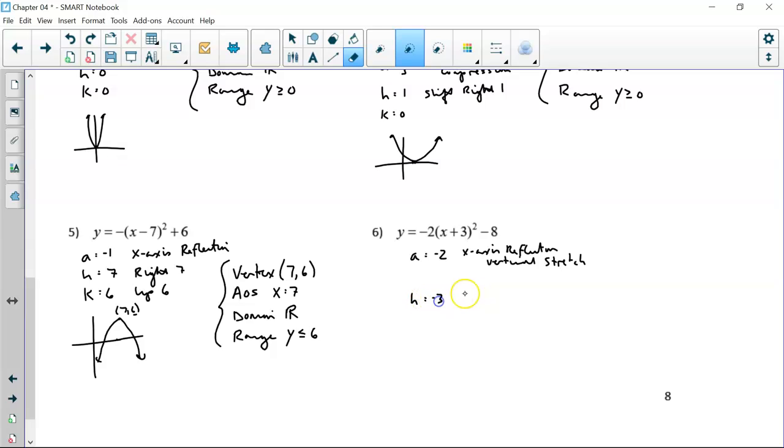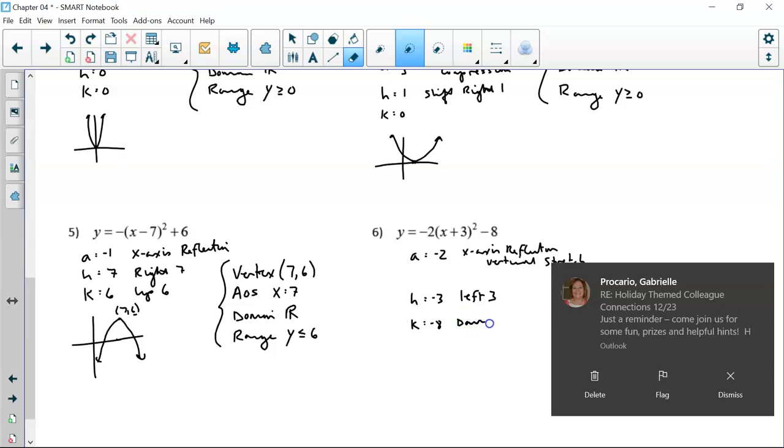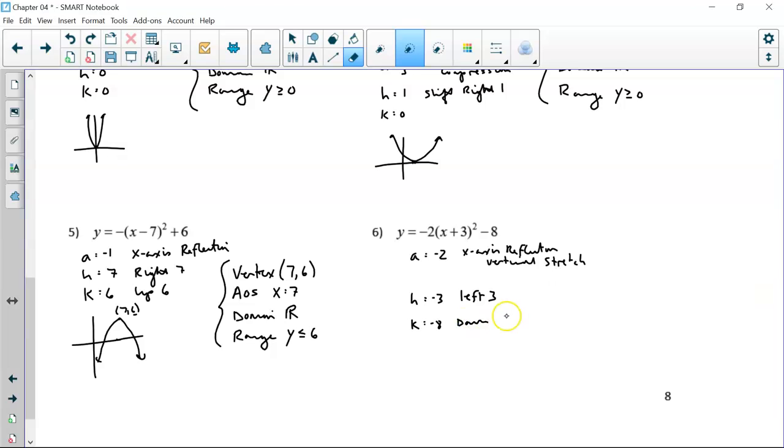H, the -3, we're going to the left 3. And K is -8. That means we're going down 8. So I know where my vertex is. It's at -3, -8. My axis of symmetry, x equals -3.